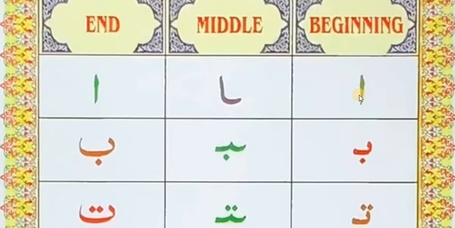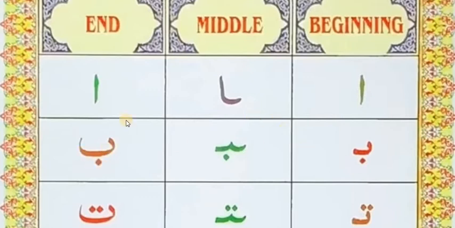Our first letter is Alif. Please remember, Alif doesn't have any short form, and we cannot connect Alif in the first and in the middle, but we can connect it at the end of the word, like in this shape.